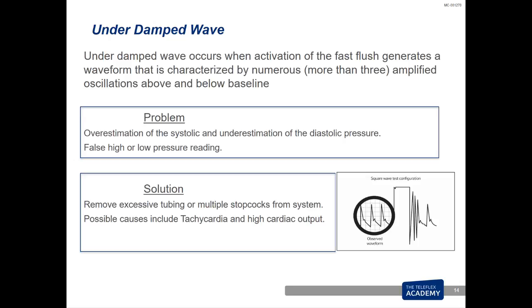This is what we sometimes call whip. You see the catheter, you see the arterial waveform, and you see this peak that overshoots the systolic blood pressure. This generates a false high or low blood pressure reading. The solution to this problem really is to remove the excessive tubing and any multiple stopcocks from the system, and assess the patient. If the patient has possible causes of tachycardia or high cardiac output, we have to treat the patient for these problems or symptoms, or just know that this is going to be their normal arterial waveform.